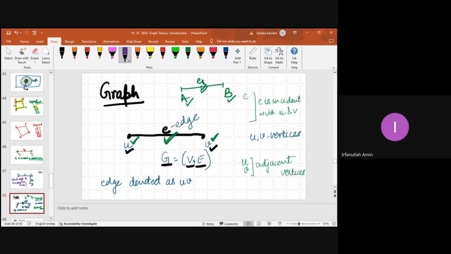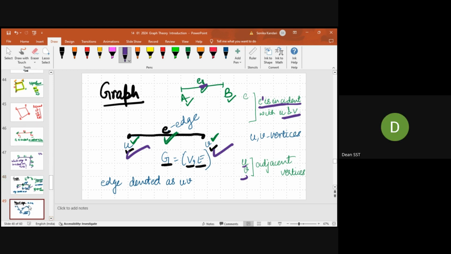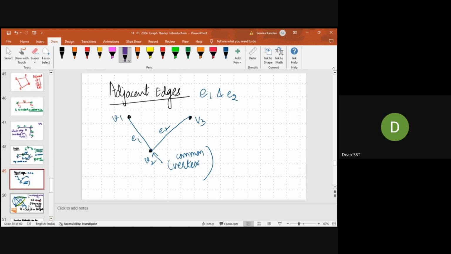So here I have written that E1 is incident on, or with, U and V. Fine. And U and V are adjacent vertices. Is it clear? Then now coming on to adjacent edges. See here.